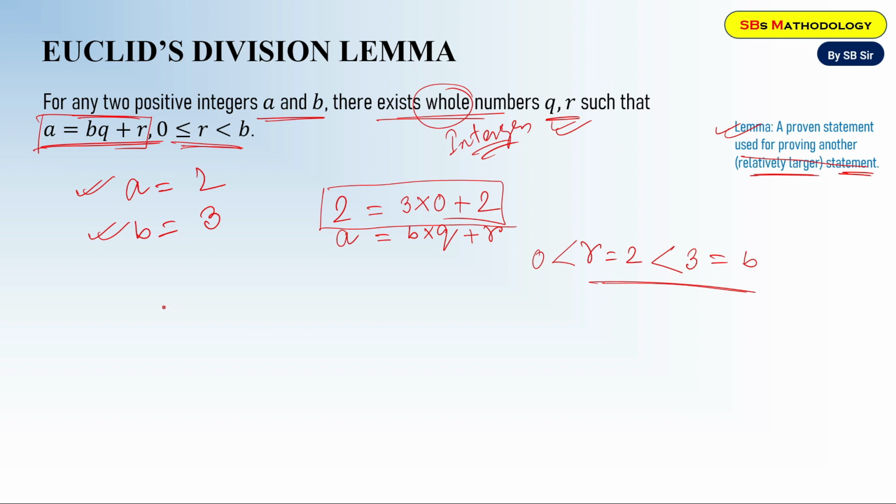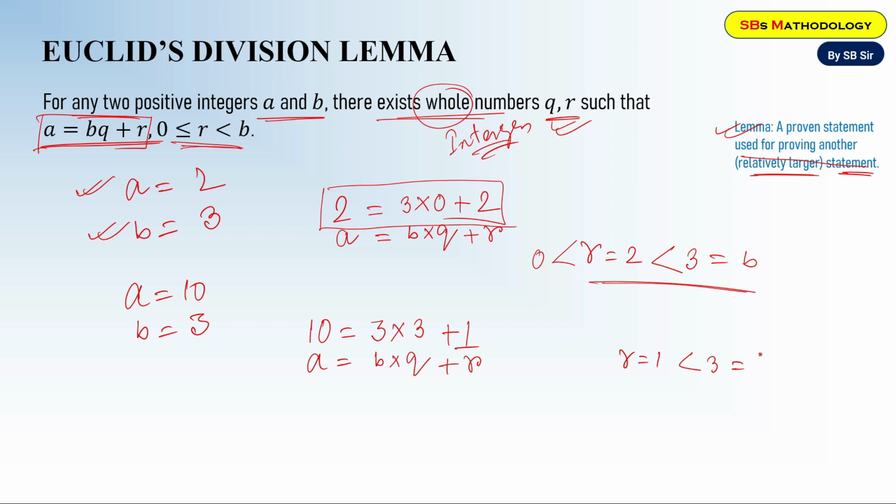Now if I take another example, suppose a is a bigger number, 10, and b is a smaller number, suppose 3. If I apply Euclid's division lemma here, we can write 10 equals 3 times 3 plus 1. So a equals 10, b is 3, q is also 3, and r is 1. This time also q and r satisfy the given condition. r is 1, which is less than 3, which is b, and also greater than 0.